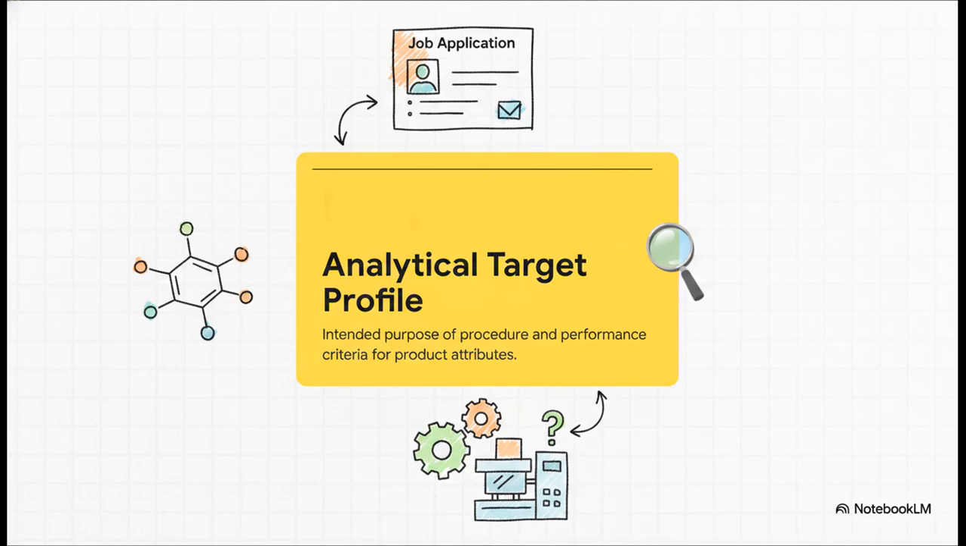Which takes us to Section 3, the analytical target profile, defining the goal before the tool. So the analytical target profile, or ATP, is basically a description of the intended purpose of the analytical procedure, along with the relevant performance criteria for the product attributes you need to measure. Think of the ATP as writing a super strict job description for your test before you even decide what specific machine or what technology you're going to hire to do the actual work.